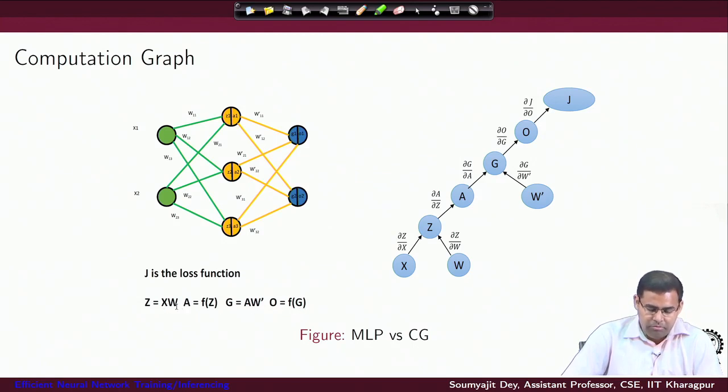So, x multiplied by w is going to give me z, we then compute f of z which gives me a, we use a and w prime to generate g, then we apply f on g to get o, and finally, using o I compute the loss function, right. And as we have been discussing, every node knows its dependency, since I can figure out the dependency by looking into the incoming edges.